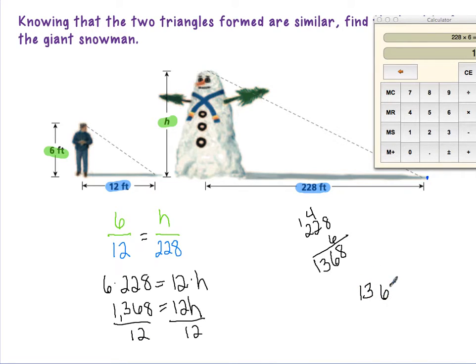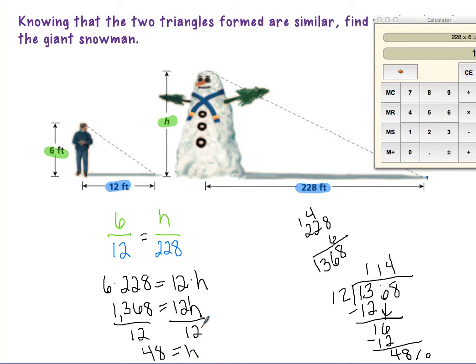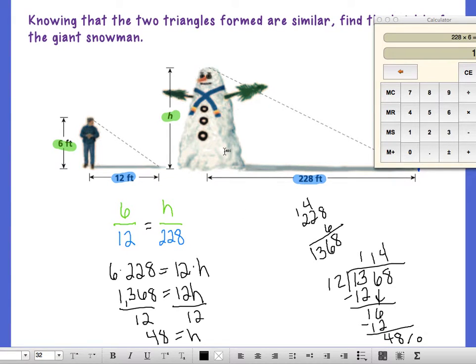Okay, and just to continue practicing and working on my skills here, I have 12 goes into 13 once, I subtract and I get 1 and I bring down the 6. 12 goes into 16 once, minus 12 is 4, bring down the 8. 12 goes into 48 4 times, and I know that that's going to end up giving me 0, so I know that 48 is equal to h. So in this case, I know that this snowman is 48 feet tall.